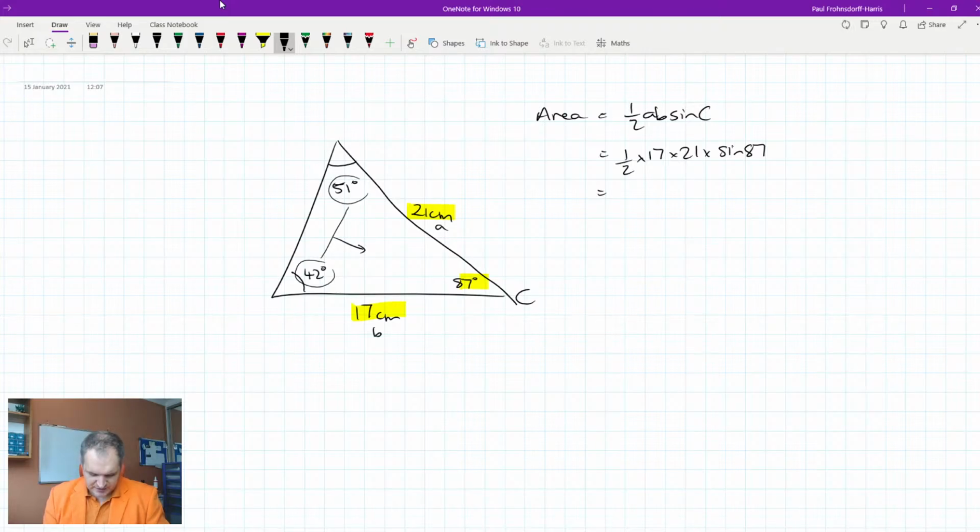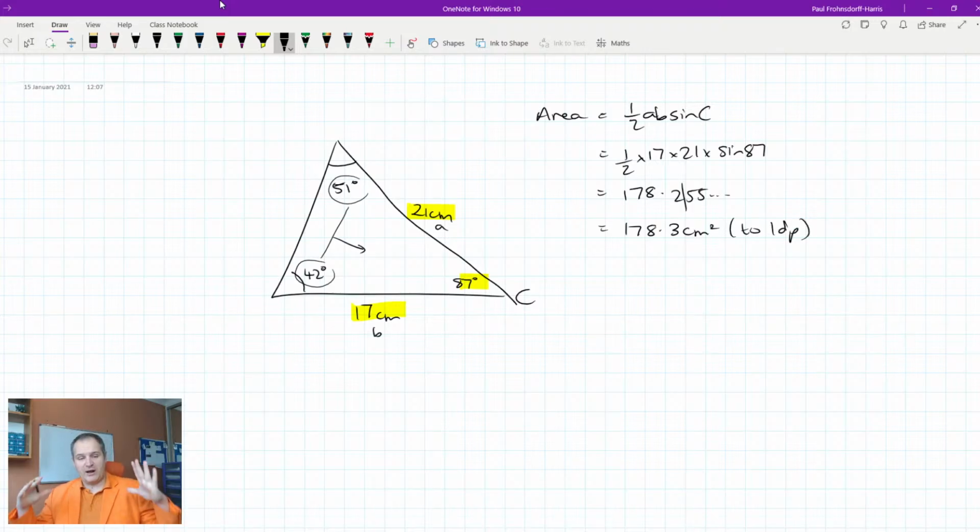We've got 17 and 21 and sin 87. I can tell you sin 87 is quite big. So it's going to be 178 area. 178.255 dot dot dot hasn't been rounded. We want to round it to one decimal place. 178.3 centimetres squared to 1 dp. So here you can see they're the main find the area questions.